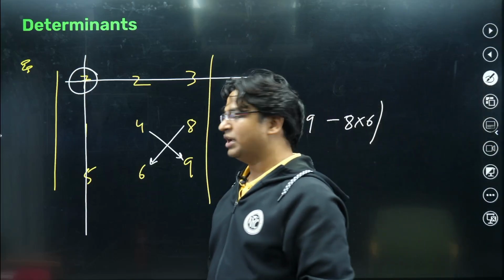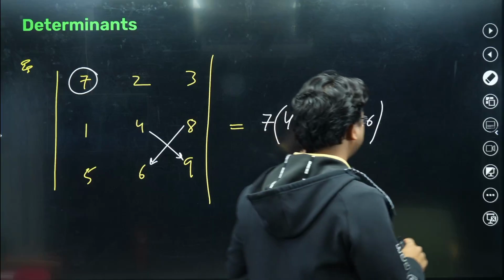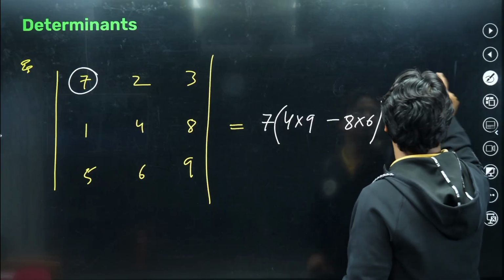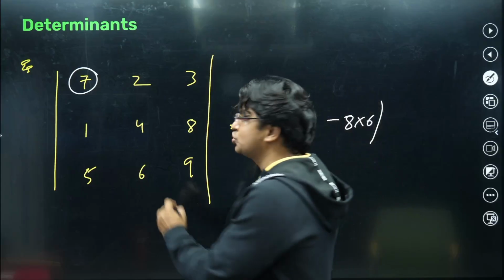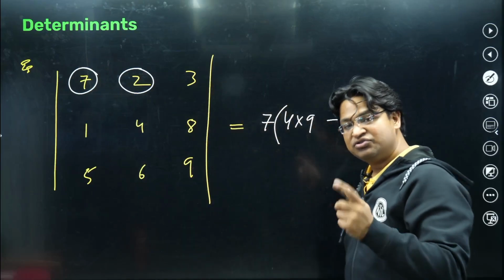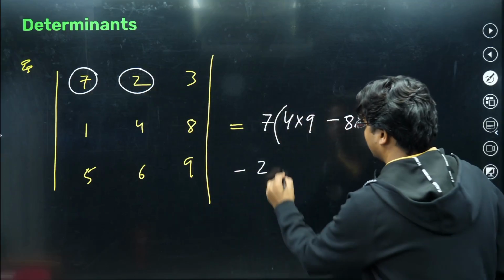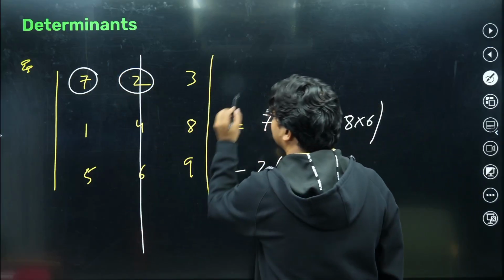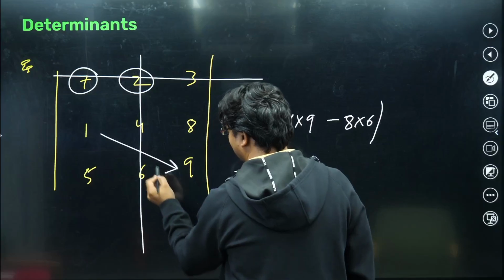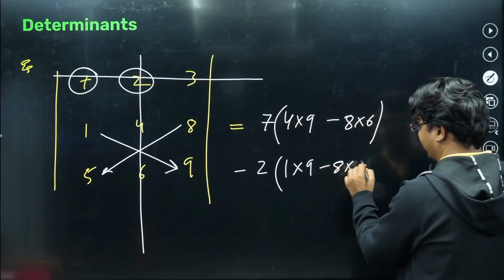Once you are done, you have to move to the next number. Let me erase this. The job of 7 is done. Now we will do the same thing with the next number, which is 2. But when you move, we will alternately keep changing the sign. So now minus 2. Whatever number is present here, add a negative sign to it. Then ignore this column, ignore this row. You can see 4 numbers. Again, this arrow minus this arrow. That means 1 into 9 minus 8 into 5.